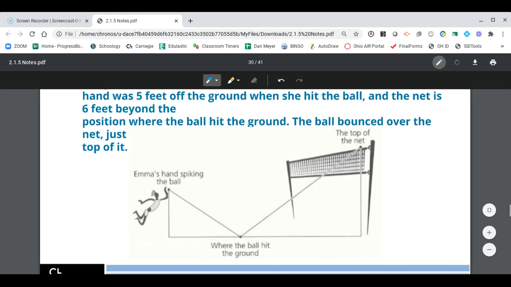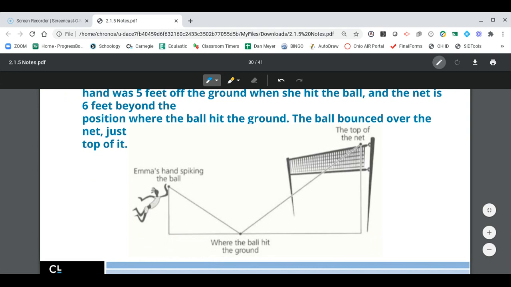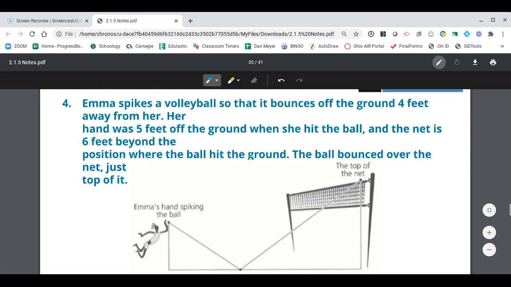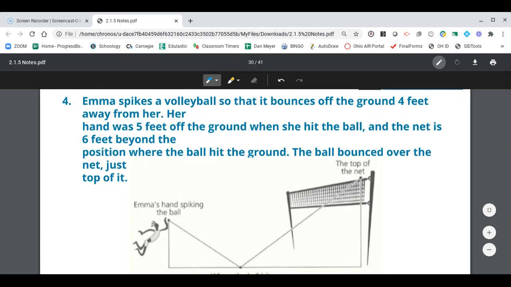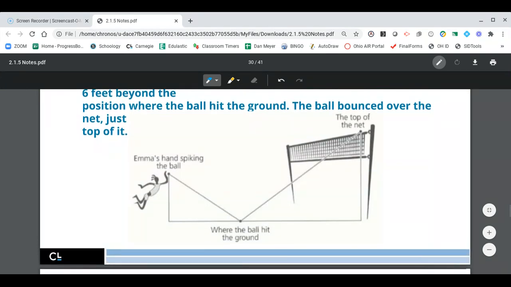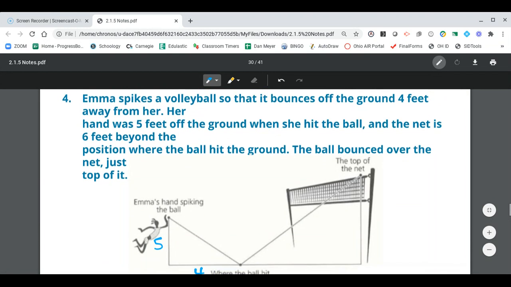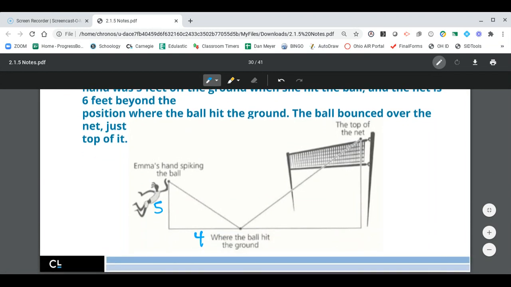All right, we're going to label what they tell us. They say the ball bounces 4 feet away, so this is 4. The next thing they tell us is she hits it 5 feet off the ground. And they also tell us that the net is 6 feet beyond where it bounces. So how high is the top of the net?